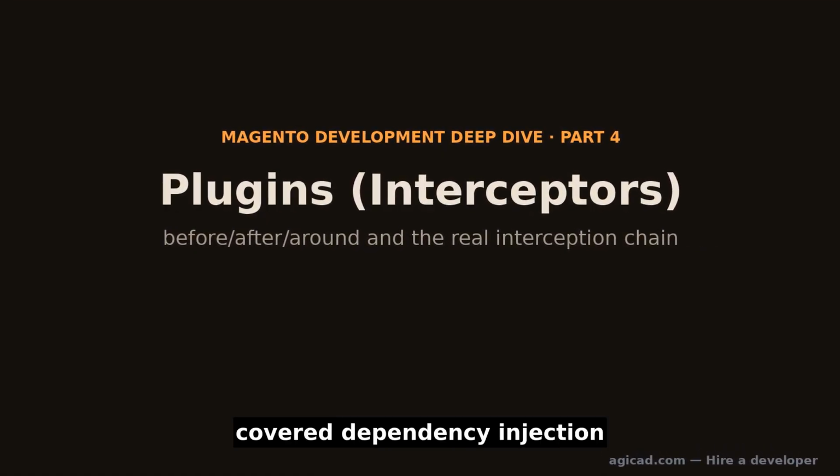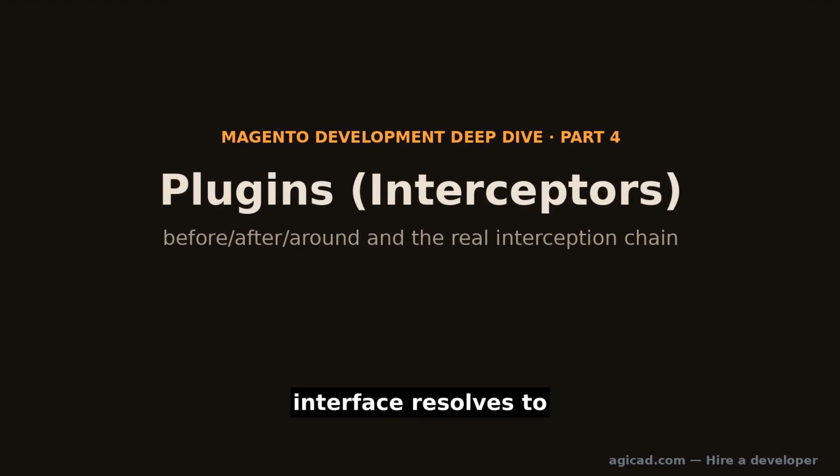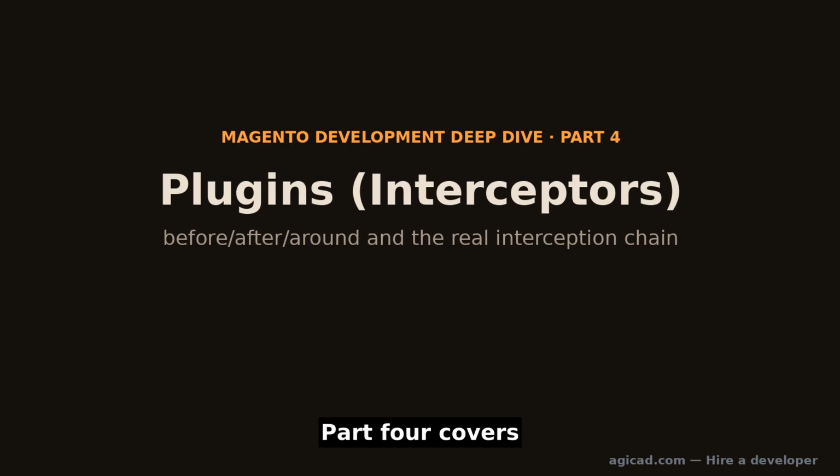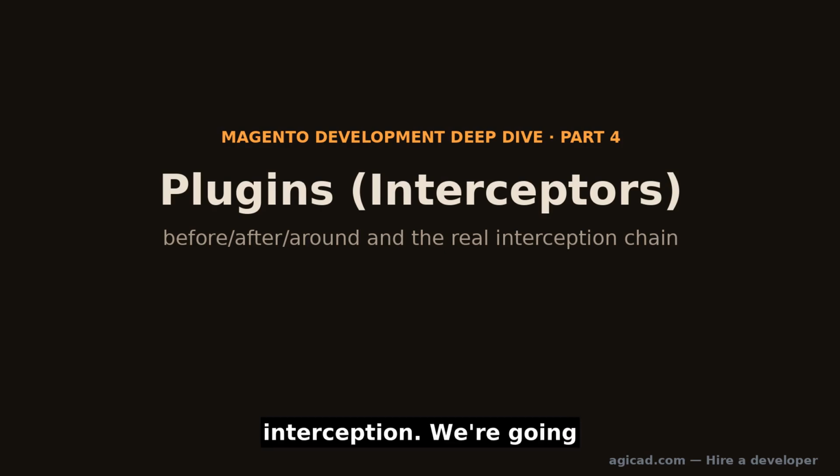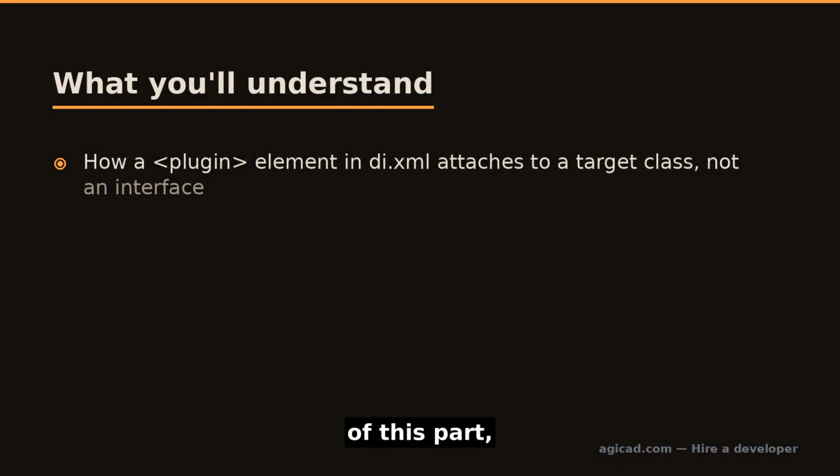Part 3 covered dependency injection, how an interface resolves to a concrete class. Part 4 covers what happens to that class afterward, interception. We're going to read the actual interceptor trait every generated interceptor uses, and the plugin list class from the same tag, 2.4.9, commit shared with the last 3 parts, so every file path and line number you see is something you can open yourself. By the end of this part, 5 things should click.